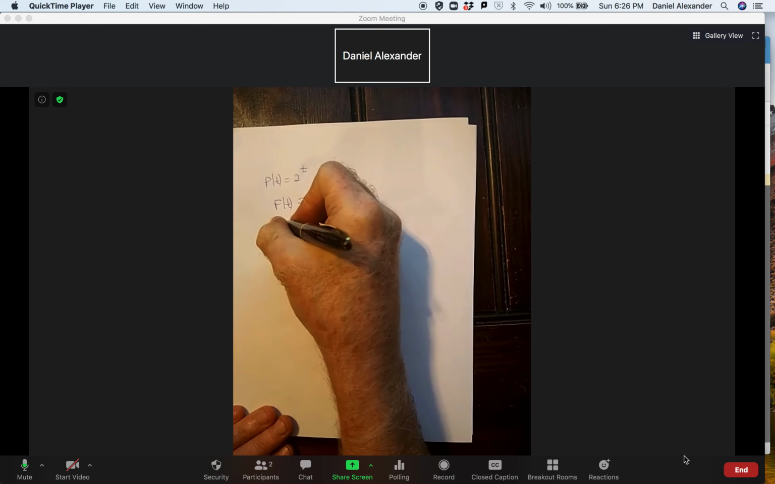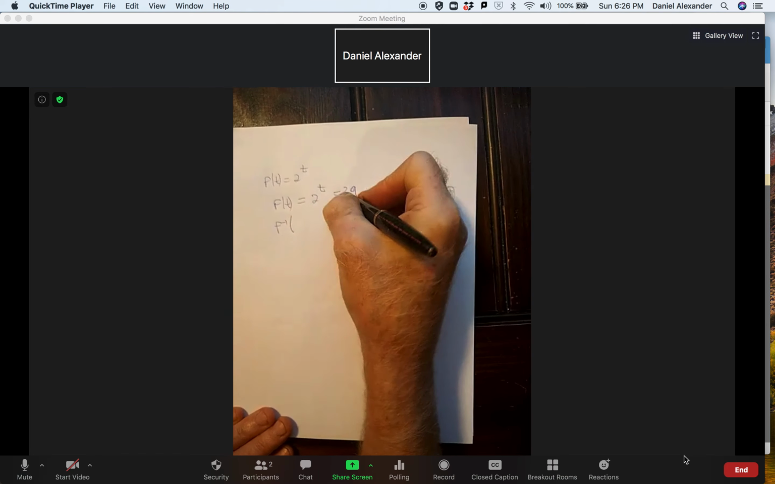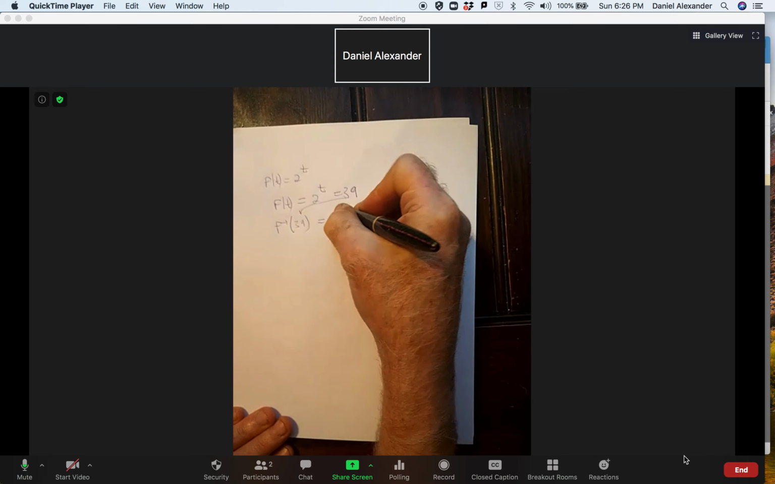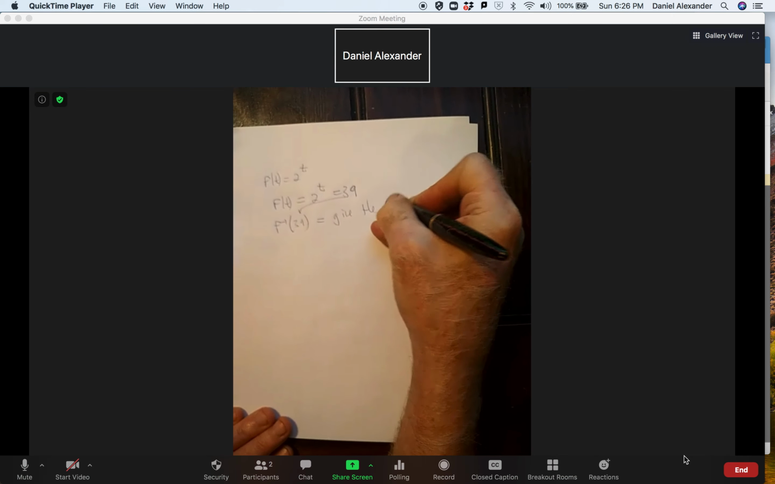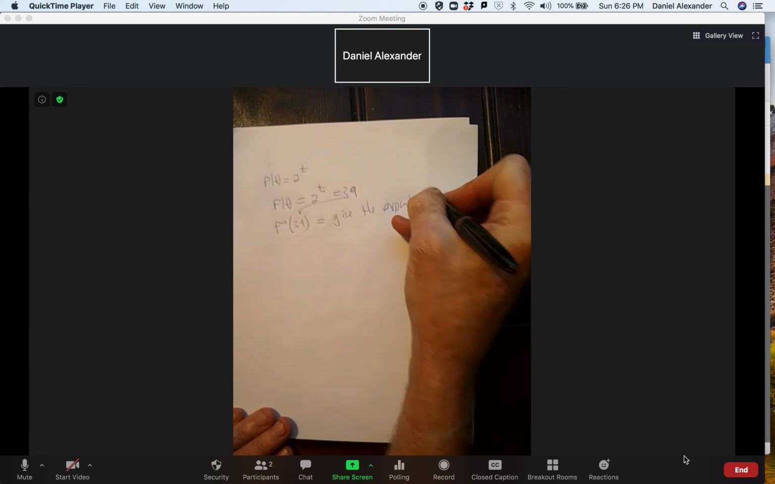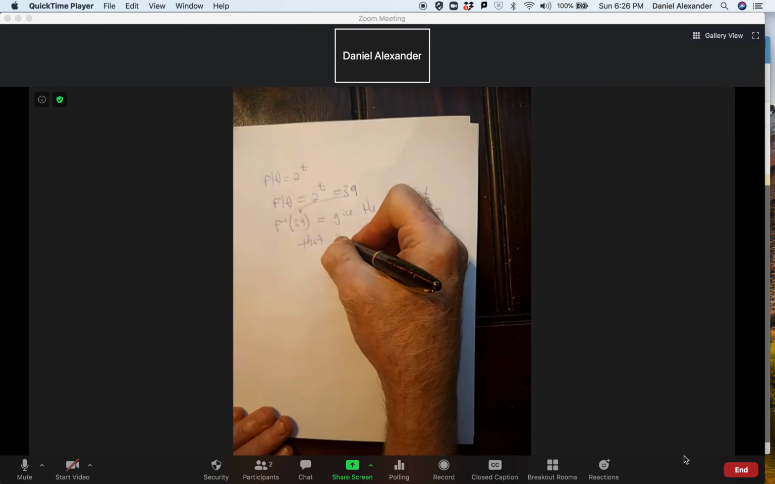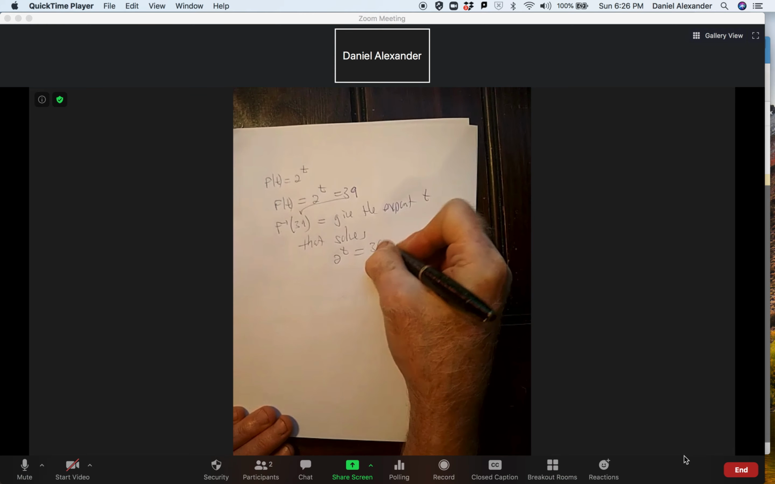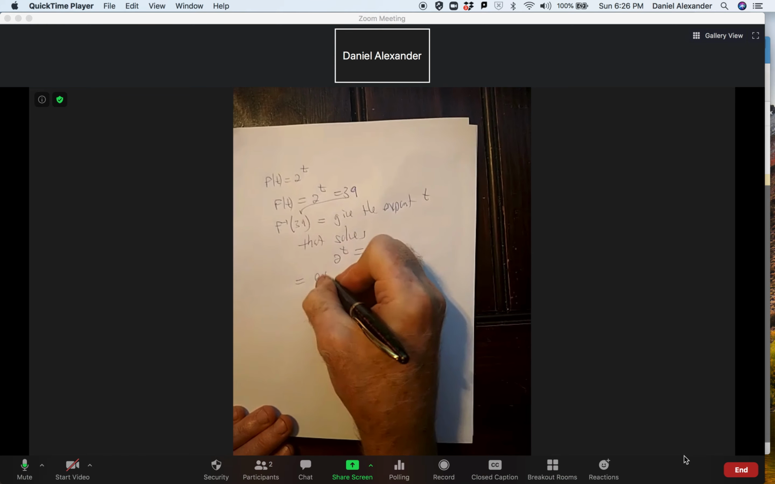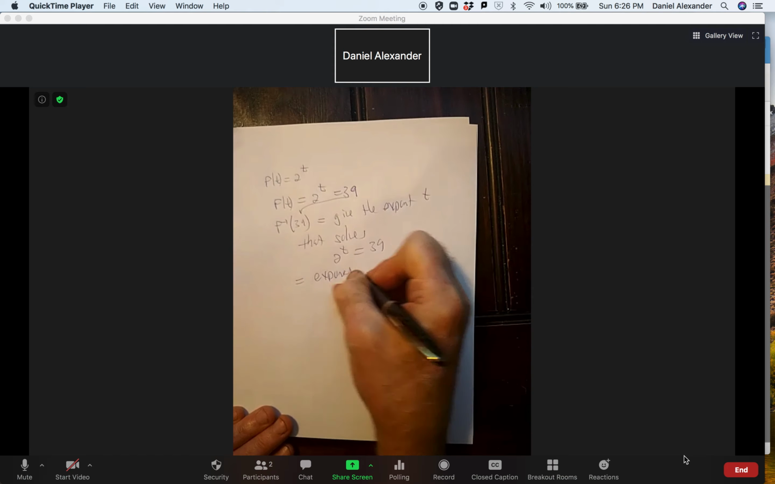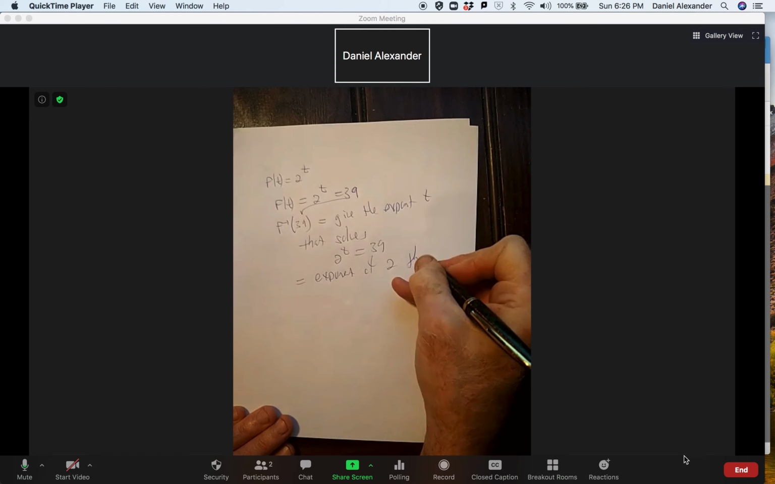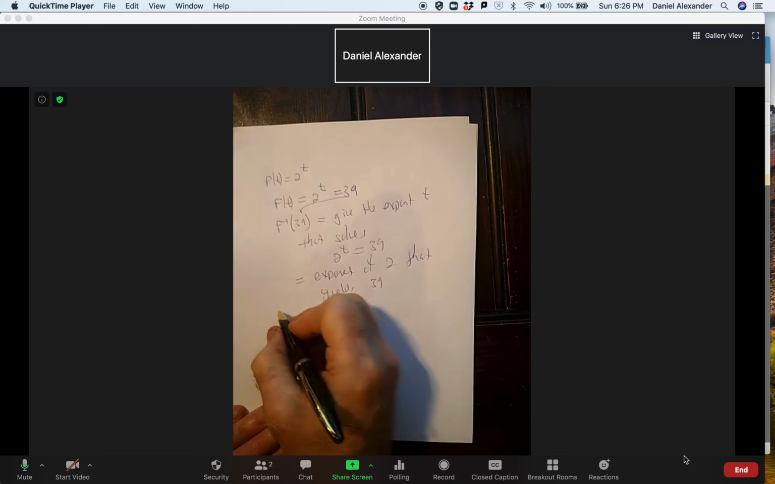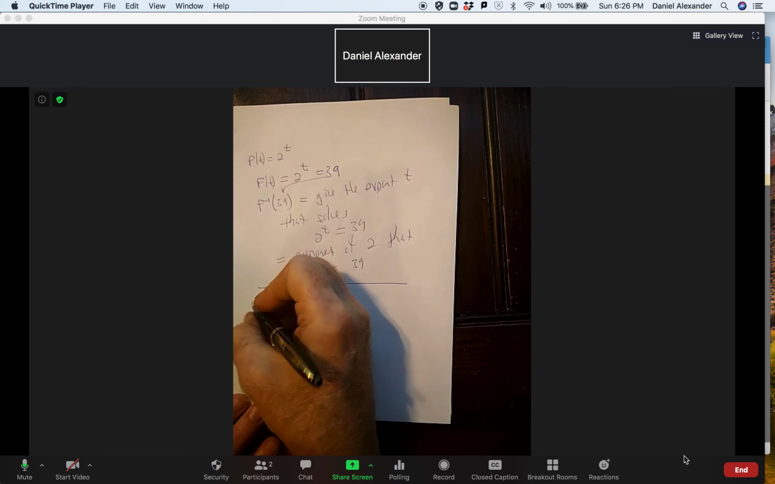So let's say, again, I have this inverse. So I plug 39 into the inverse, and that's going to give me the exponent, t, that solves 2 to the t equals 39. In other words, it's the exponent of 2 that yields 39. Okay, and again, we'll look this up later. Okay, let me do one more of these.